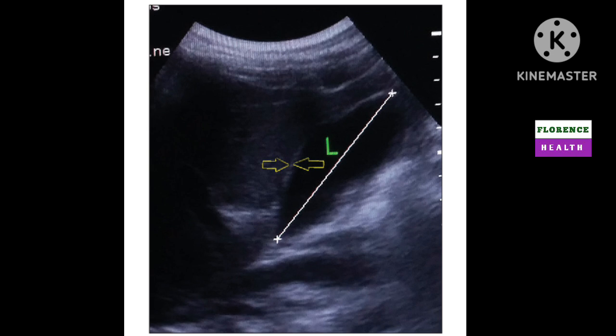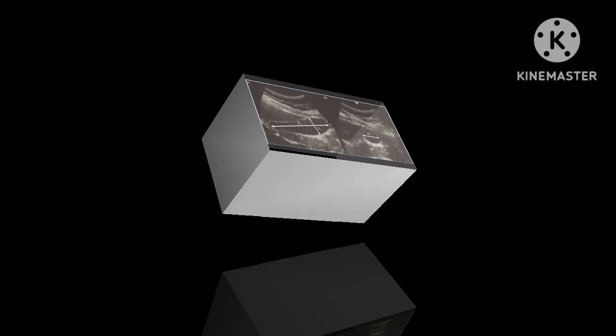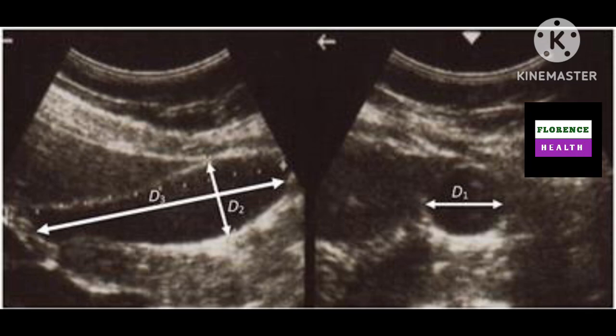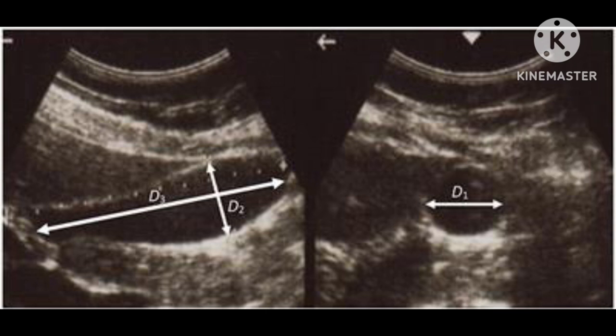Now come to how the gallbladder is measured. Remember, while taking a longitudinal section, the probe marker should be towards the patient's head. While taking a transverse section, the probe marker should be towards the right side of the body. The length of the gallbladder and the width or diameter of the gallbladder are measured in longitudinal section. But in transverse section, the thickness and the width or diameter of the gallbladder are also measured.